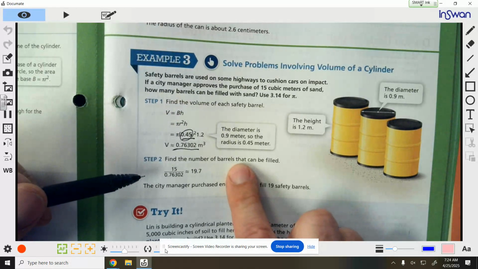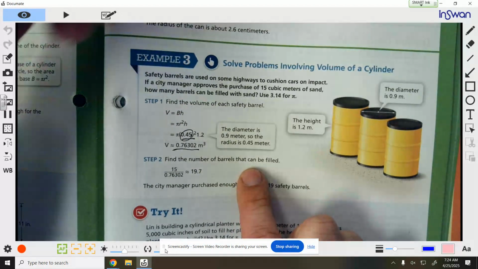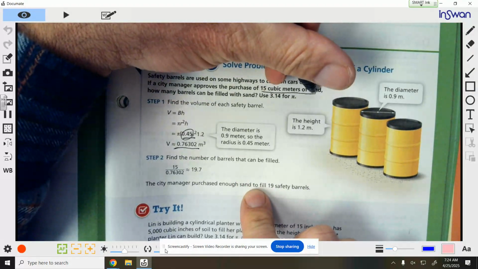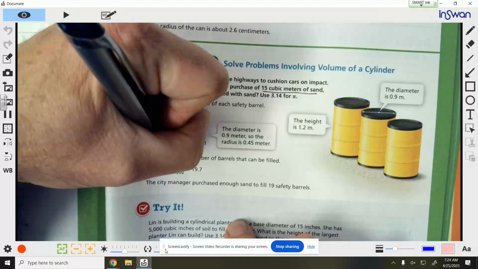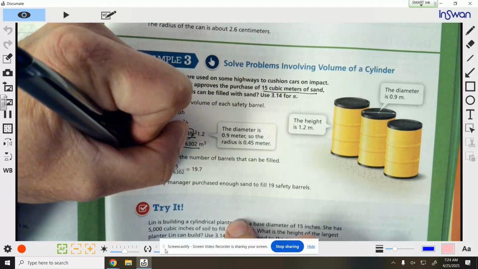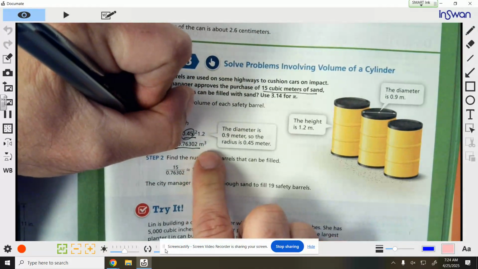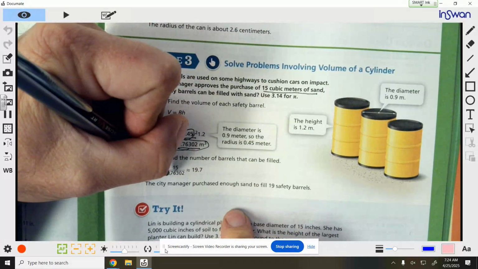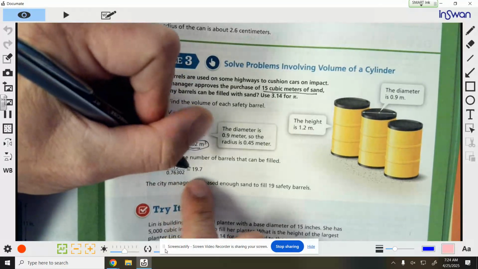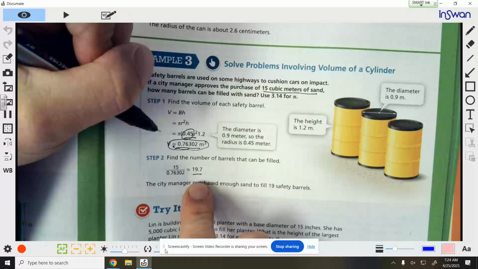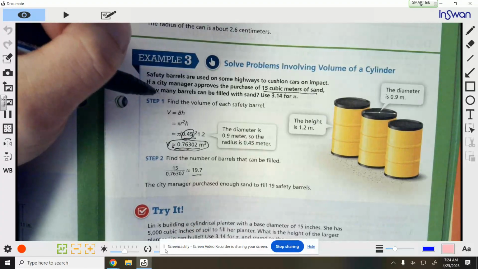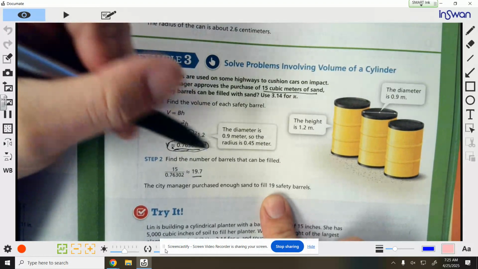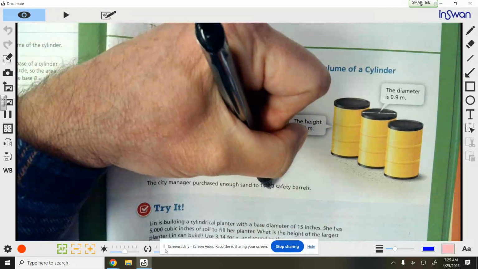Now find the number of barrels that can be filled. Well, you had 15 cubic meters of sand to begin with. So they take how much sand they had, 15, and they divide it by how much each barrel takes up, which was this amount. So 15 divided by 0.76302. And we see we can get about 19.7, which means he can only safely fill 19 barrels, not quite 20. So that's why the answer is 19.